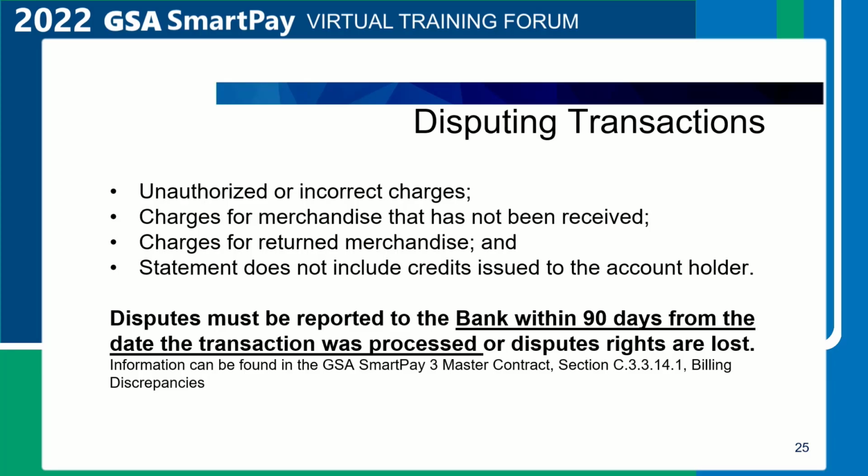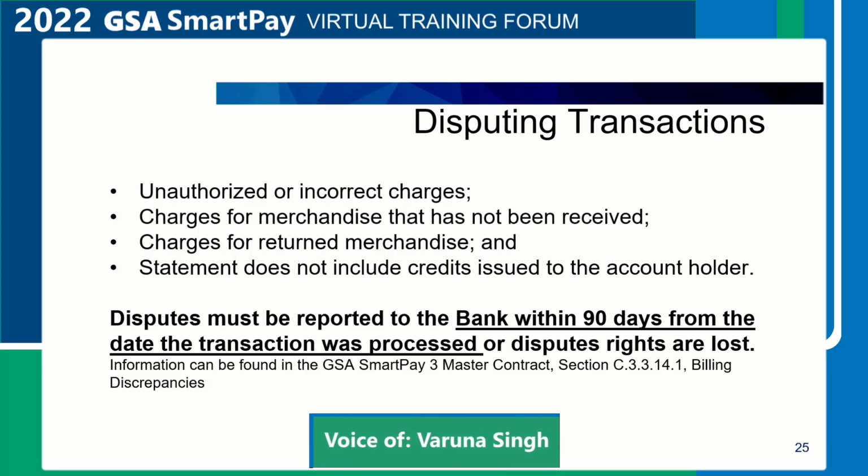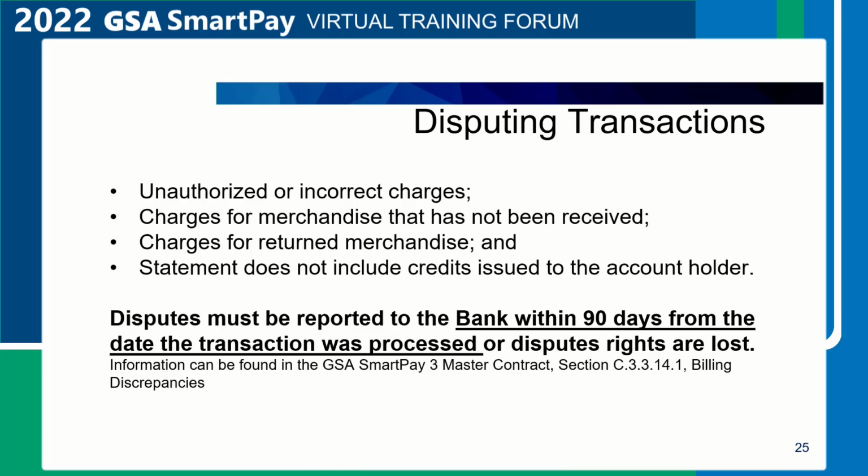Disputing transactions. Of primary importance is the need to understand that the government has the right to dispute transactions. There are a number of various reasons for disputing transactions. In most cases, the account holder should contact the merchant directly to resolve any dispute charges and ask for credit. Sales tax and shipping charges are not disputable items and must be resolved between the account holder and the merchant. All disputes must be reported to the bank within 90 days from the date the transaction is processed.